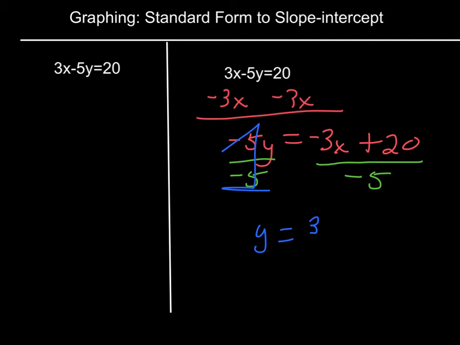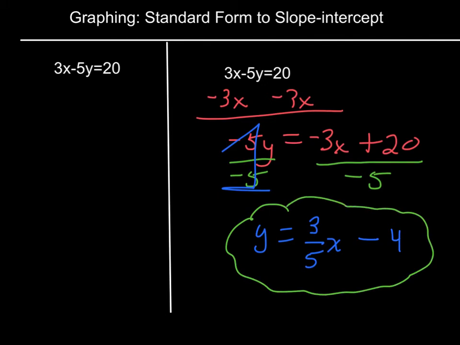So that's going to be 3/5 x. And then when I'm doing these two numbers, I have a positive divided by a negative, so the signs are different, which means that my answer is going to be negative, so that's negative 4. And this is considered slope-intercept form. We're going to talk a lot more about slope-intercept form in later slides, but for right now, that's slope-intercept form. So now we'll take a look at how do we go from slope-intercept to standard form.